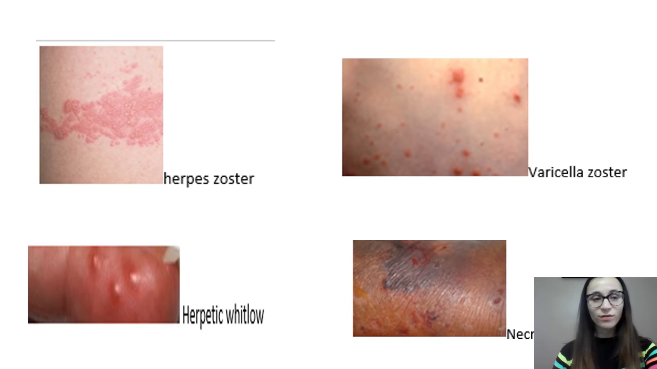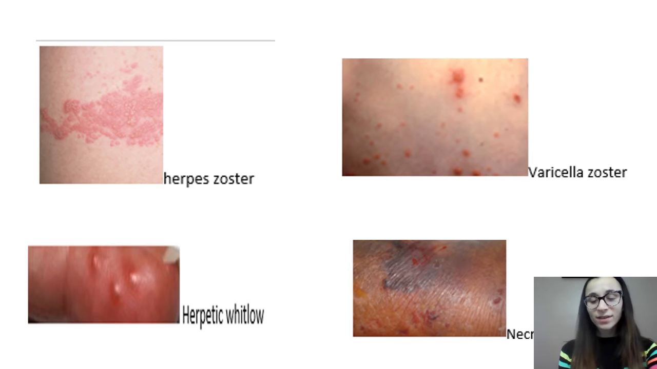That's going to usually occur over 5 days and start on the head, and it's going to spread to the whole body. It's very contagious, and it's contagious until the lesions crust over, which usually takes about 2 weeks. Varicella zoster, which is chickenpox, is going to stay dormant in the body.